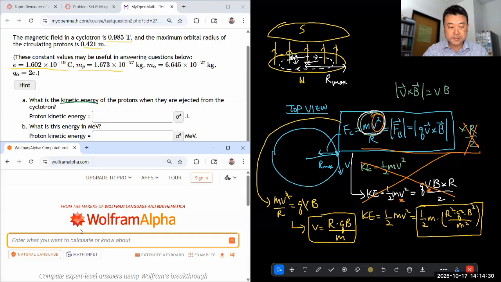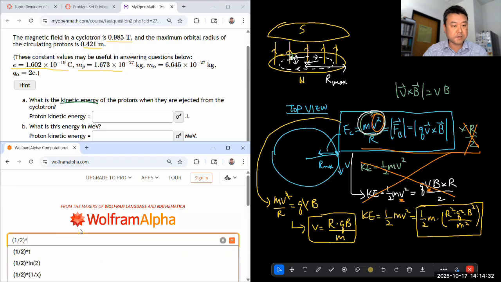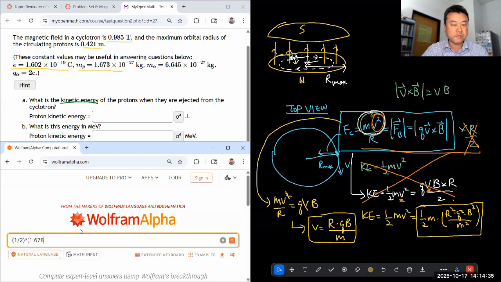So I'm going to say kinetic energy is 1/2 times the proton mass, 1.673 E minus 27 kilogram. I could also type proton mass and it'll look up the right mass, but let me do it this way this time. Oh wait, typo. Mass times radius 0.421 meter, meter squared. And once I decide to put in the units, then I have to do it for all the quantities. I can pick and choose. Times the charge. Here I could say elementary charge, and it'll get the right charge.